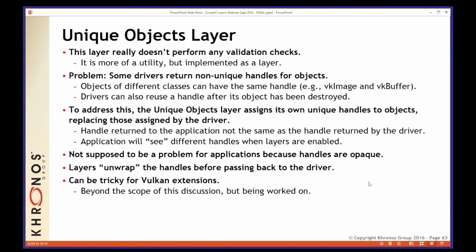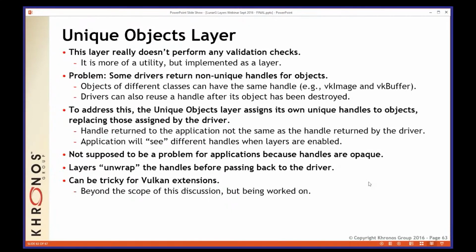there's nothing in the Vulkan spec that keeps drivers from returning the same handle for things like image and buffer, different classes of objects, because they can, by their context, keep those handles separated. But it causes problems for layers, and drivers can also reuse an object after it's destroyed. So to address it, the unique objects layer defines its own unique handles and returns those to the application.